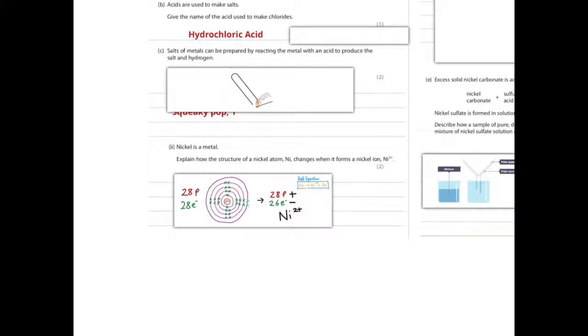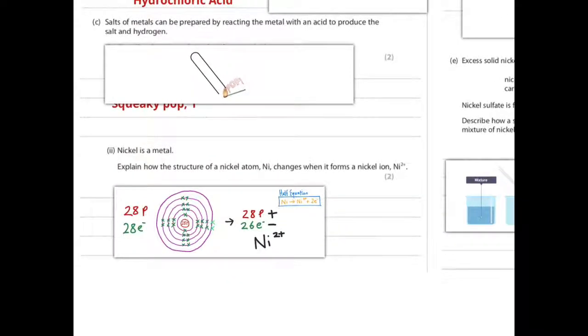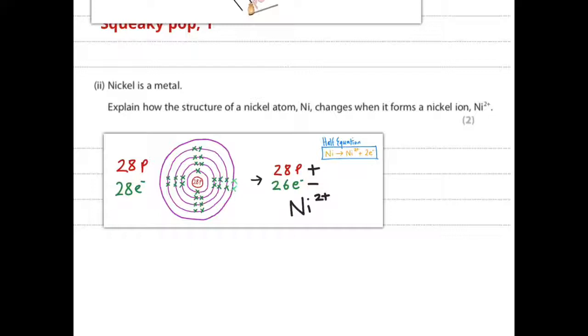Nickel is a metal. Explain how the structure of a nickel atom changes when it forms a nickel ion. Right, now it tells you that a nickel ion has a 2+ charge. So if you want to take a real shortcut, all you have to understand here is that to gain a 2 positive charge, it must have lost 2 negative particles. So 2 electrons must have been lost from the nickel atom.